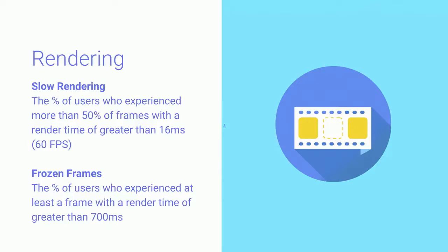The two core metrics to look at in terms of render time are slow rendering and frozen frames. Slow rendering is when the percentage of users who experience more than 50% of their frames rendered at greater than 16 milliseconds. Frozen frames is when 0.1% of your users have experienced more than 0.1% of the frames at a render rate of greater than 700 milliseconds.